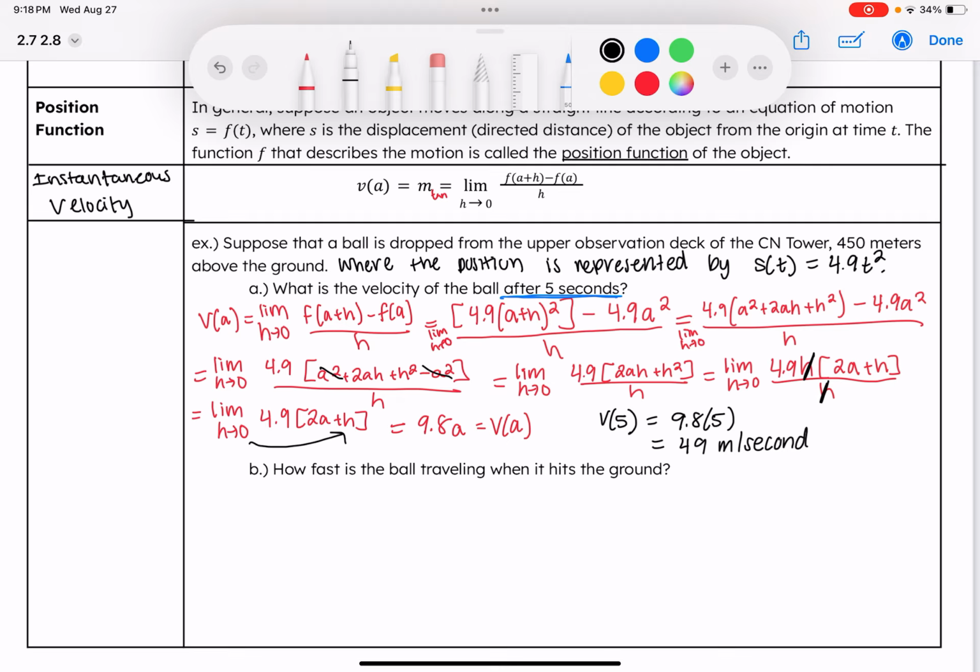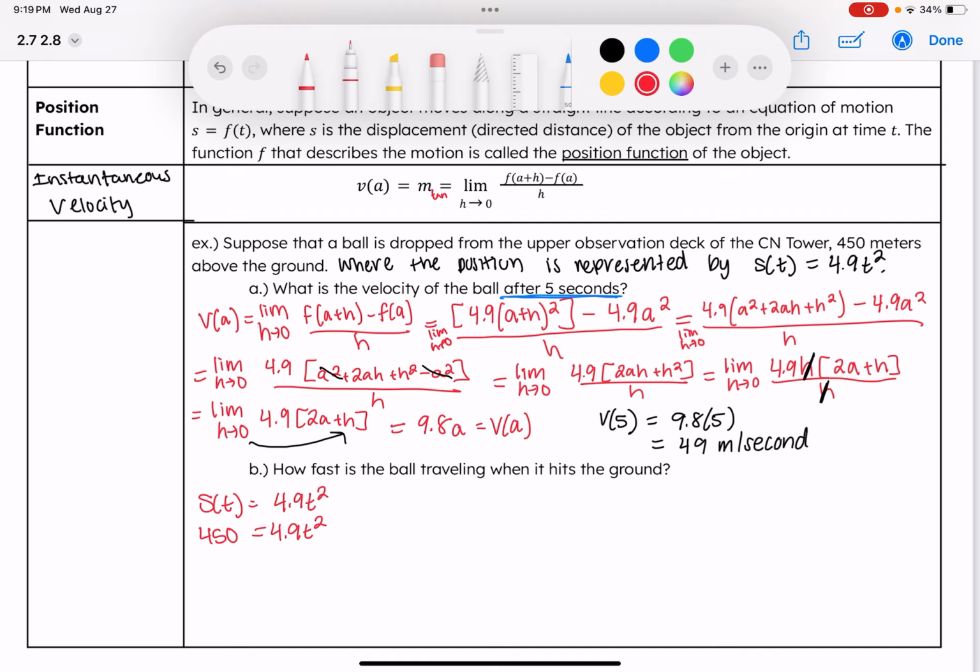All right, how fast is the ball traveling when it hits the ground? So now I care about my position function. This is talking about a specific spot. Okay, so I know that my position function, s of t, is equal to 4.9t squared. I want my position to equal 450. I'm going to solve for t, figure out how many seconds have passed once I hit 450 meters. Now your position, again, we're talking about the distance. We started 450 meters above. Now I want to know how long it takes for the ball to travel that 450 meters.